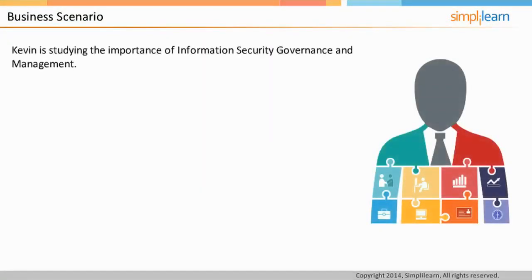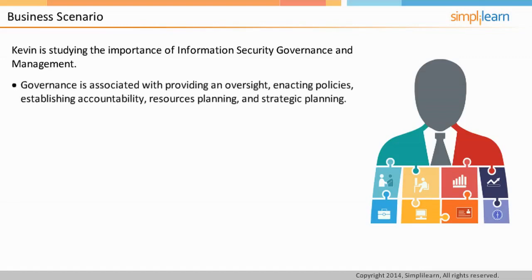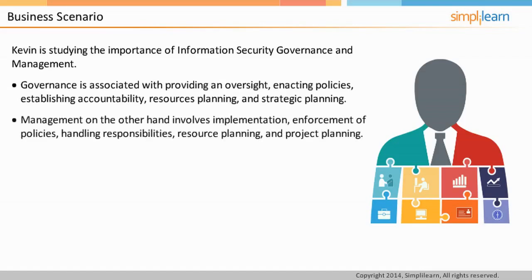As part of the preparation for the CISSP exam, Kevin is studying the importance of information security governance and management. While doing so, he lists out the distinguishing points about governance and management to ensure he understands the difference between the two. Governance is associated with providing oversight, enacting policies, establishing accountability, resource planning, and strategic planning. Management, on the other hand, involves implementation, enforcement of policies, handling responsibilities, resource planning, and project planning.